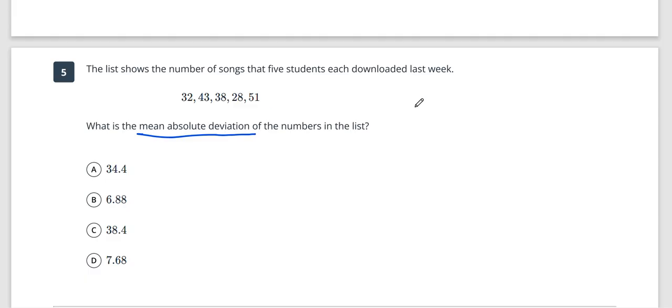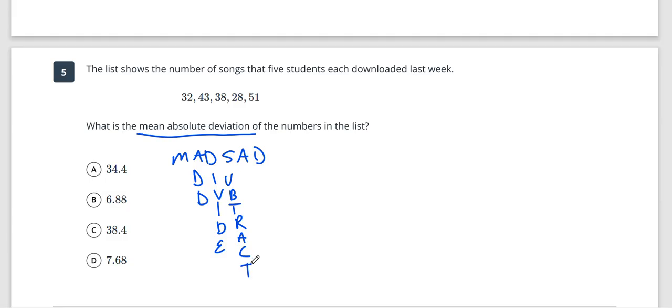Oh, mean absolute deviation. Let's do it again. Ready? So we're going to go with MAD. To get the mean, you're going to add. Then you're going to divide. You're going to subtract. Add again. And then divide.